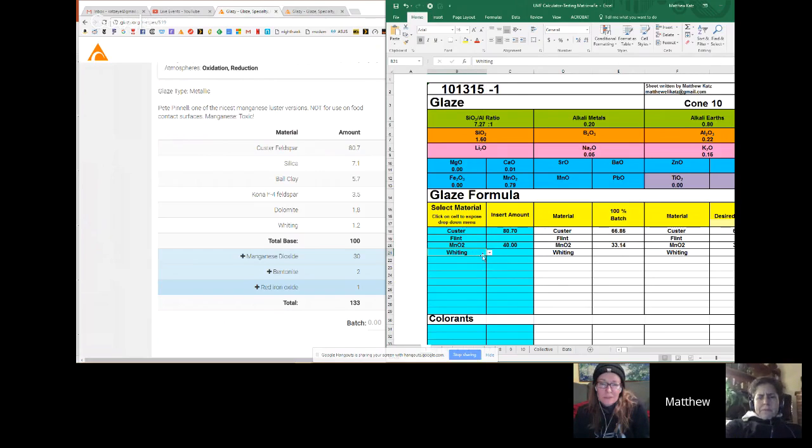Flint, manganese, whiting. This is complicated. Dolomite. Many decimals too, right? So many decimals. Dolomite. What am I missing? Ball clay. OM4. So what did I say? Flint, 7.1. But here we go. The manganese is 30%. Whiting is 1.2%. I'd love to know why, but I'm not going to ask. 1.8% dolomite, 5.7% ball clay. Right, so it looks crazy, but when it's renormalized, the feldspar goes down to 63%, which is totally normal for a feldspar.